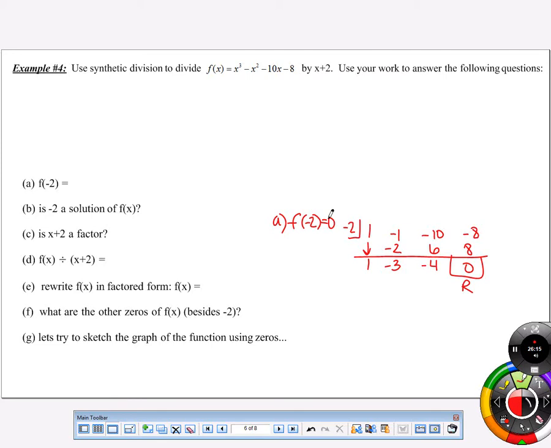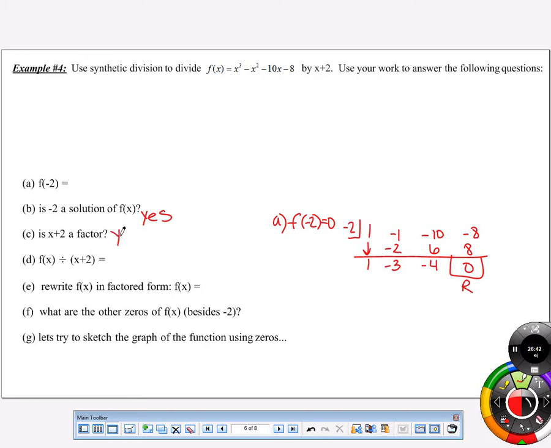Question B, not P. We don't go from A to P. Okay. Question B, is negative 2 a solution of f of x? Yes, because solution means the same thing as 0. We just said f of negative 2 is 0. So this time the answer to that question is yes. Is x plus 2 a factor? Yes, because the zero of that is negative 2, which means the work would be the same. It went in evenly. Then it is a factor.